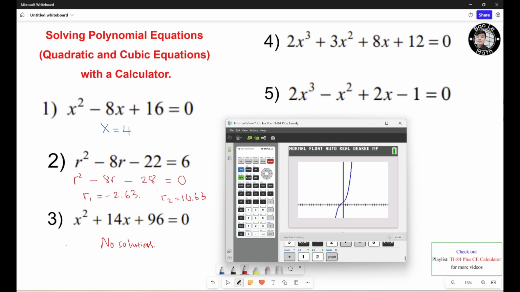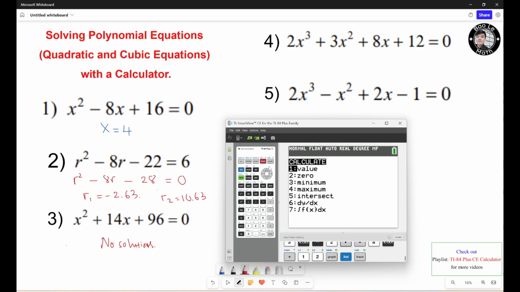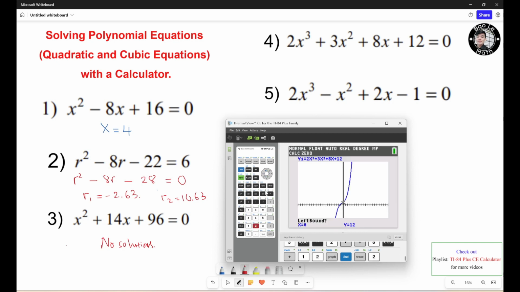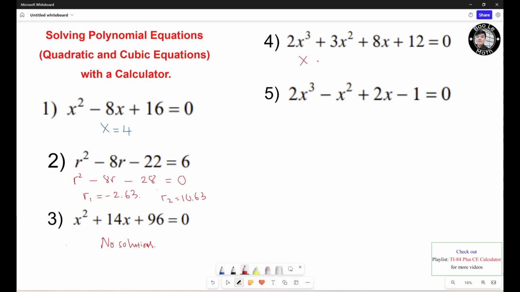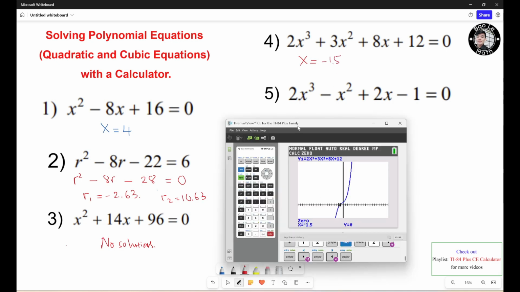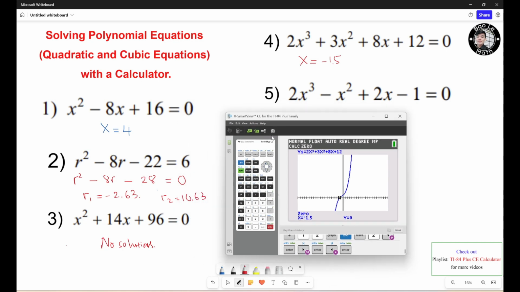So we hit second trace. Hit 0 right here. And then go to the left of 0. Hit enter. Go to the right of 0. Hit enter. Go to the middle. Hit enter. So the answer is s equals -1.5. So this has only one real solution, s equals -1.5. Now we're going to check our work using the second method.